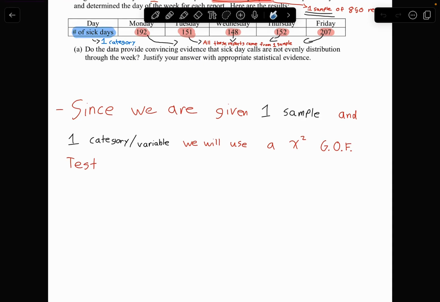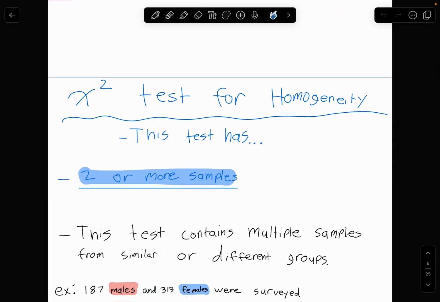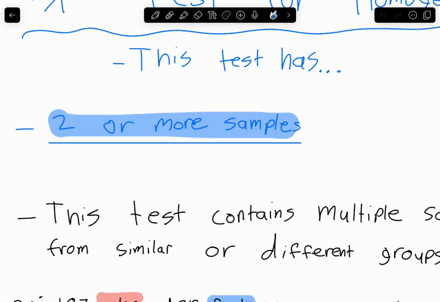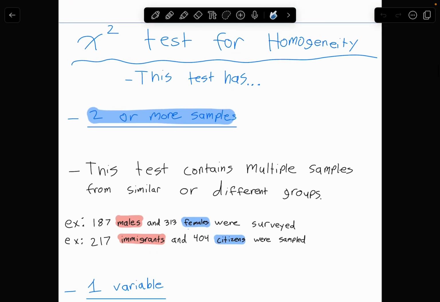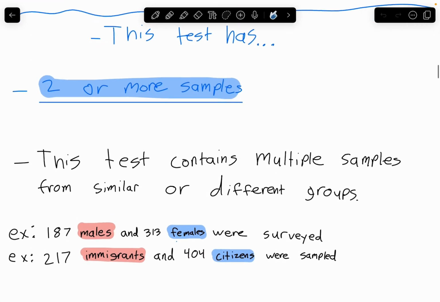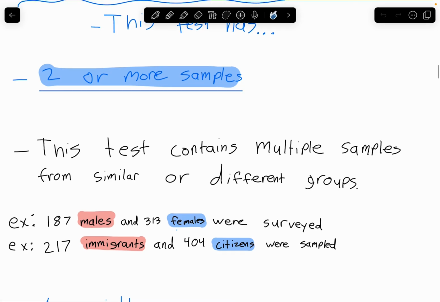Now the next type of chi-square test is a chi-square test for homogeneity. Now this test has two or more samples. This is the only test that we will go through that has two or more samples. Chi-square test for goodness of fit has one sample, and so does chi-square test for independence/association. So this test contains multiple samples from similar or different groups.